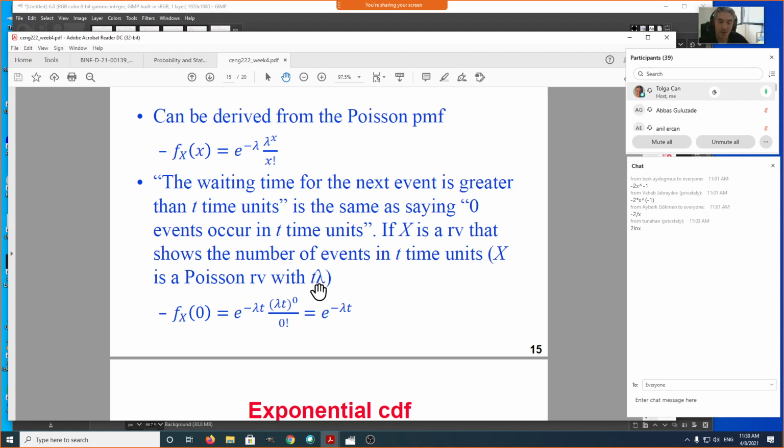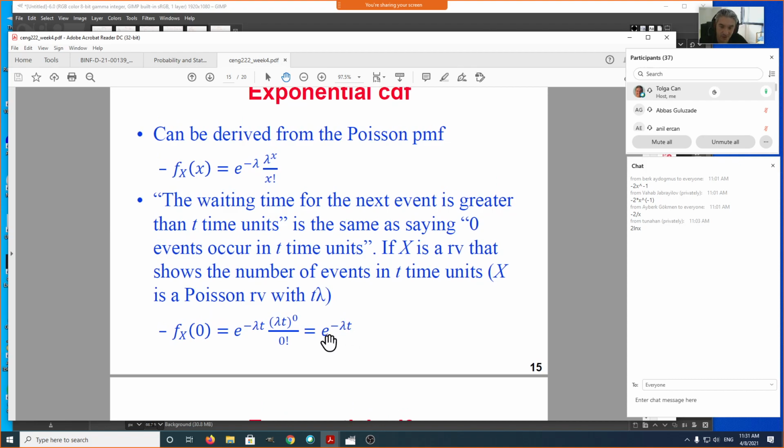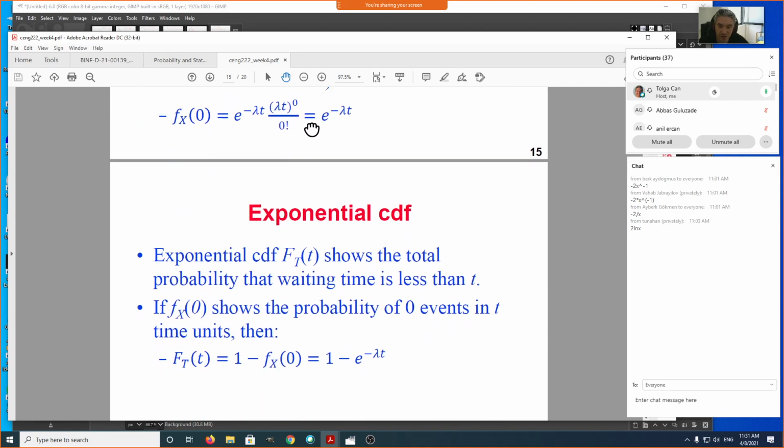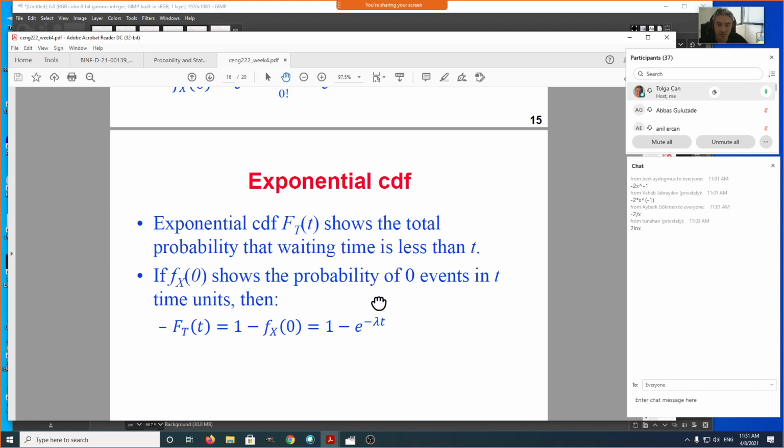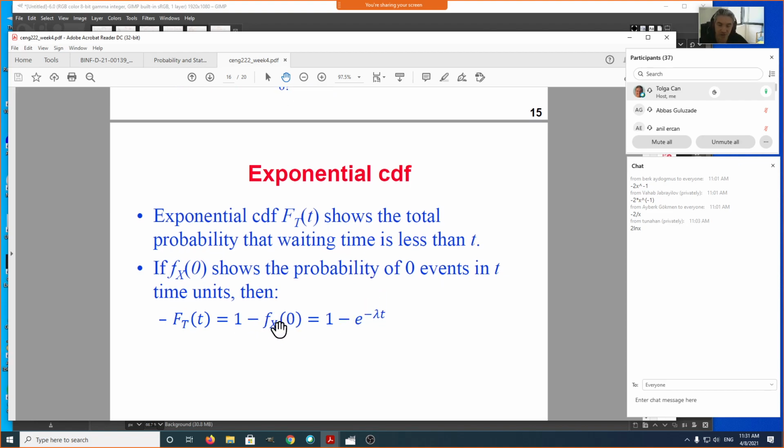And therefore, in order to find the probability that you have to wait at least 10 minutes to observe a single event, it means that you don't observe any event for those 10 minutes. So it's your PMF function in Poisson, f(x=0), and this gives us e to the minus lambda t, which is our survival function for exponential. So observing no events until that time is our complement event.